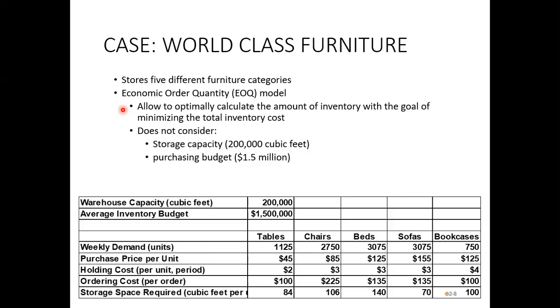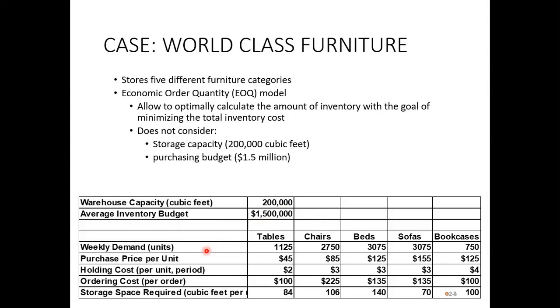So these are the products that we are talking about: table, chair, bed, sofa and bookcases. Warehouse capacity at World-Class Furniture is 200,000 cubic feet. Average inventory budget is $1.5 million.